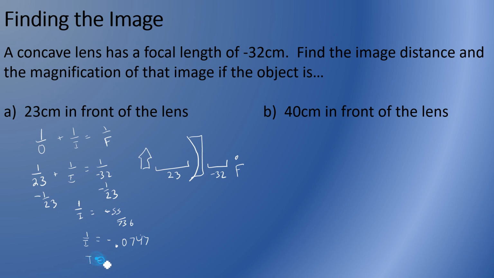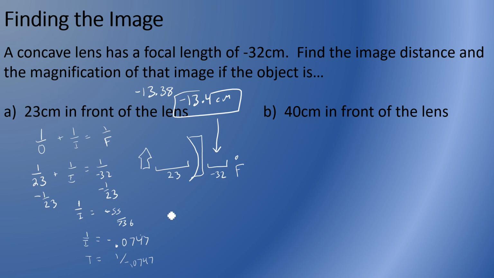So to flip it around, we would do 1 divided by this answer. So 1 divided by that. And that gives me our final image distance is going to be negative 13.38, so about negative 13.4 centimeters. So what does that mean? Our image is somewhere over here on the other side of the lens.